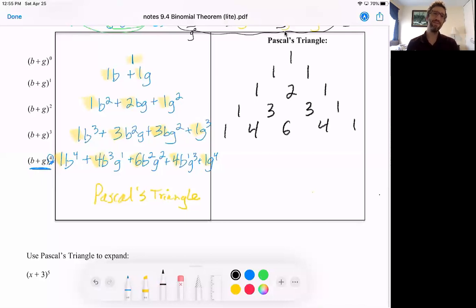If you'd like to pause the video, see if you can make a conjecture. What do you think the next row is going to be? This triangle goes on infinitely. We could just keep making rows. But what do you think the next row is going to be?